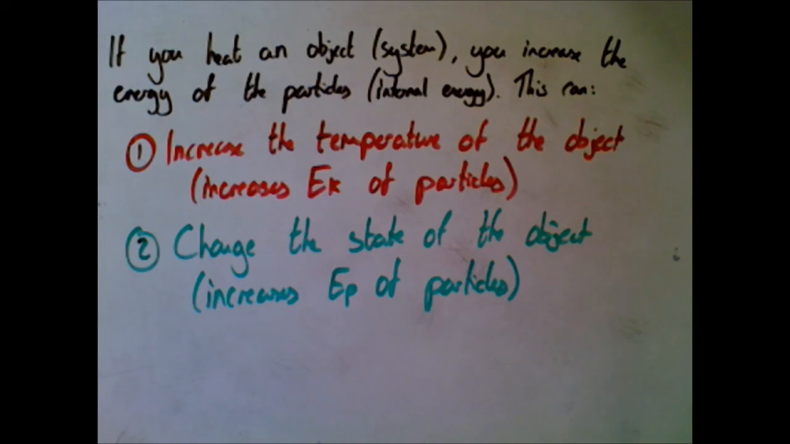Okay, so hopefully that summarises where we're up to, in terms of what we've got so far. Internal energy, that's kinetic and potential energies. You put energy into a system by heating it up. You can either increase the temperature or you can change the state depending on whether it's kinetic or potential energies that get changed. And these are going to be the topics of the next two videos.